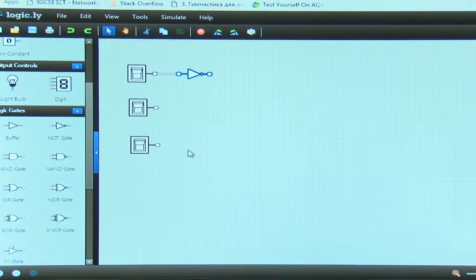Next, for the formula V dot not S. Next, I will again create a not S. And for the first formula, V dot not S, I use an AND gate.